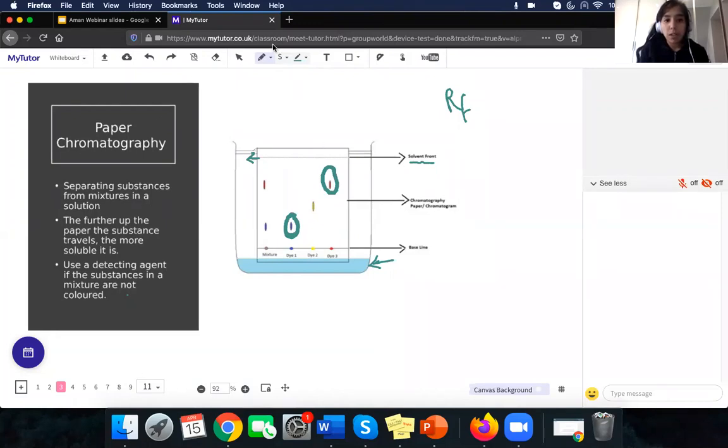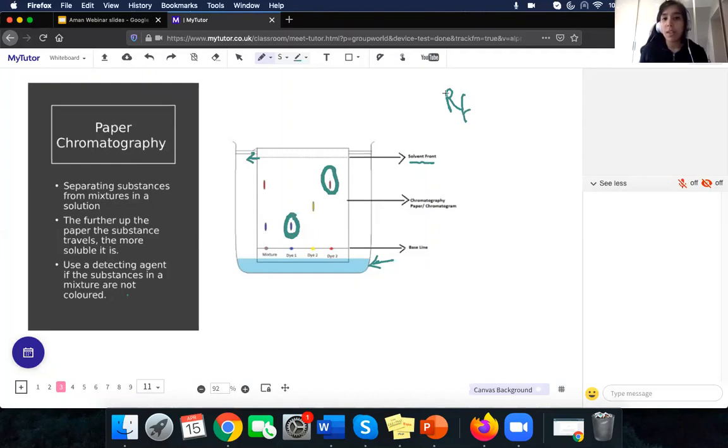Someone's asking, can you explain what the retention factor is again? Yep, so the retention factor is about how soluble a substance is. Remember I said that if something moves further up the paper, that means it's more soluble than something that moves less far up the paper. So dye 1 here is less soluble than dye 3. And the retention factor is just about putting a numerical value on that.